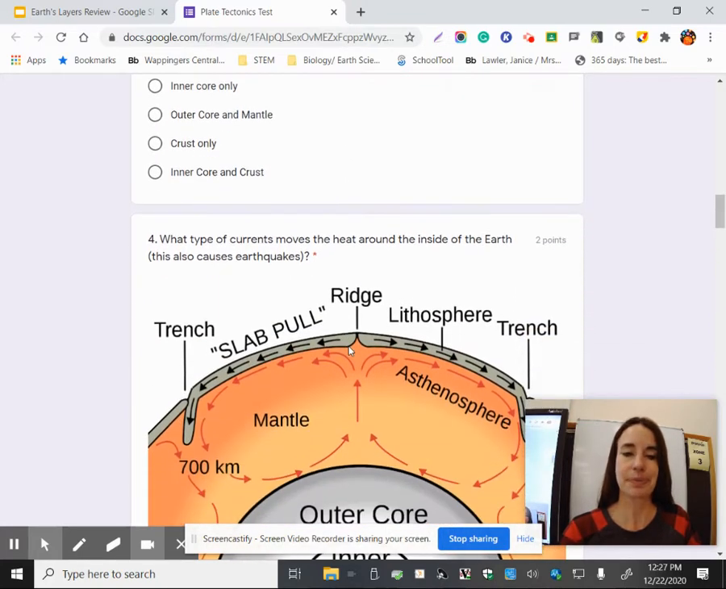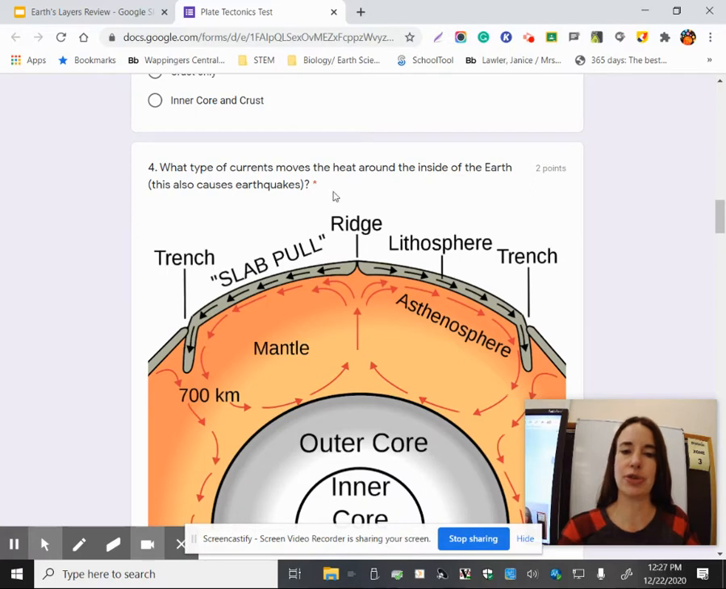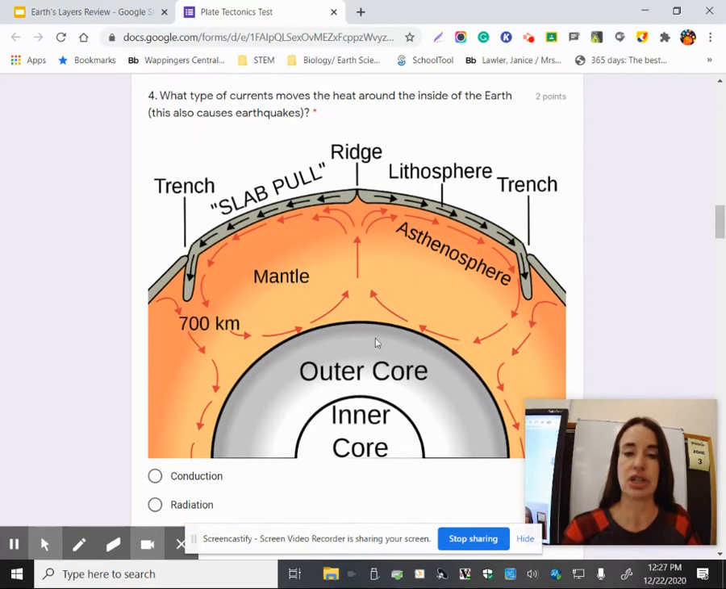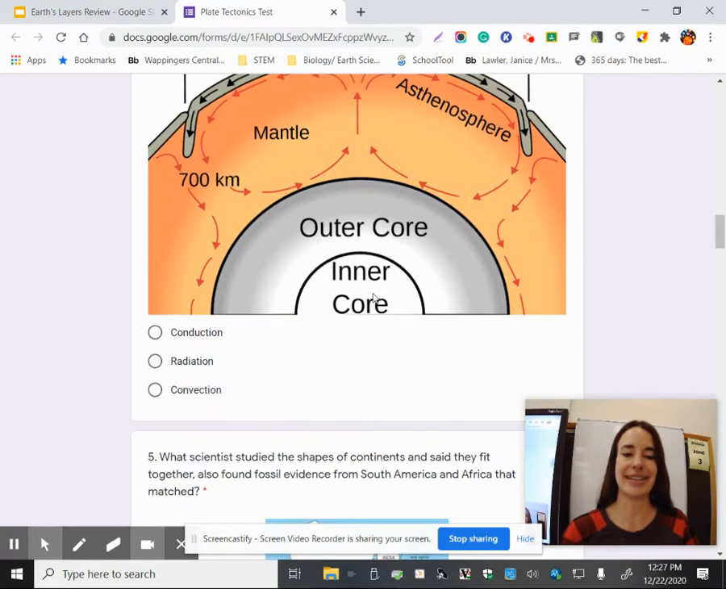Number 4, what type of currents move the heat around the inside of the Earth? This also causes earthquakes. So these are moving around. It's like a lava lamp in there. And as it does that, it causes different plates to move around. Is it conduction, touching two things? Radiation from the sun, or is it convection?